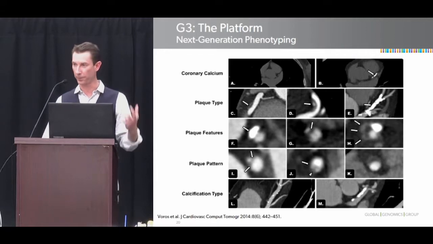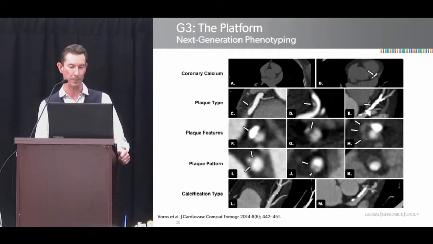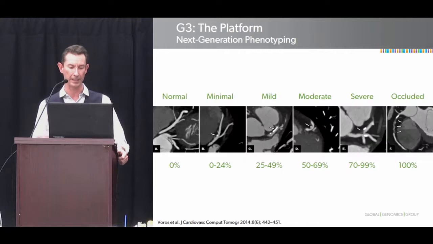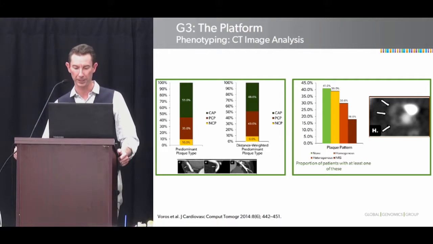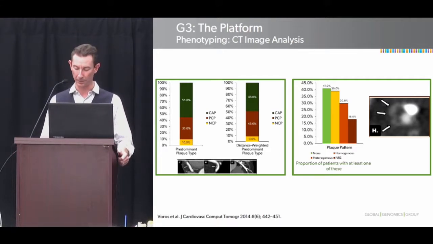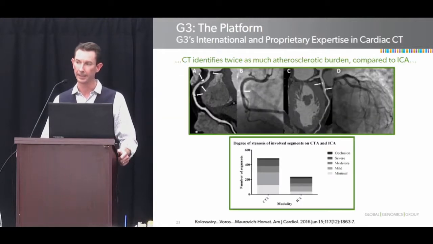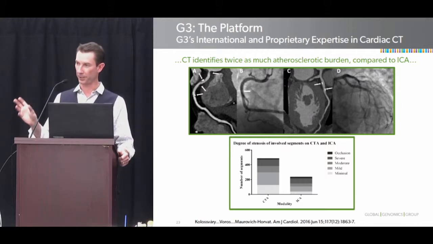Our core lab makes 450 quantitative measurements of the coronary arteries in each patient. So we'll look at things like plaque type, plaque features, plaque pattern, the calcification type. We of course look at the degree of the stenosis, and we look at very specific high-risk features such as the napkin ring signs and things like that, which are clearly the most vulnerable phenotypes. But again, what's critical here is the application of very specific quantitative measurements of these phenotypes.